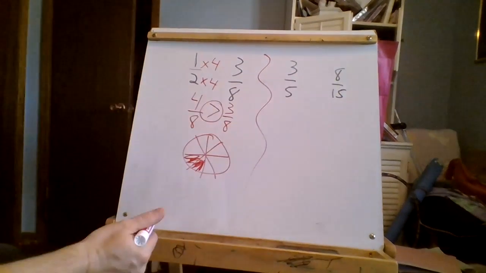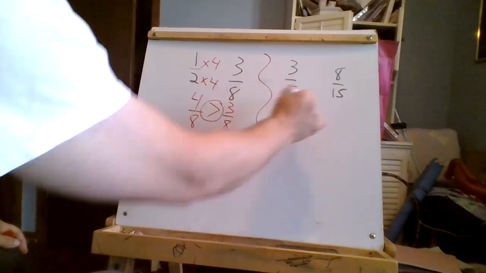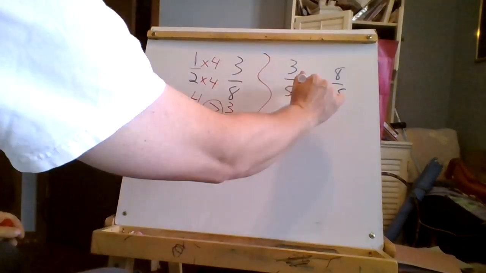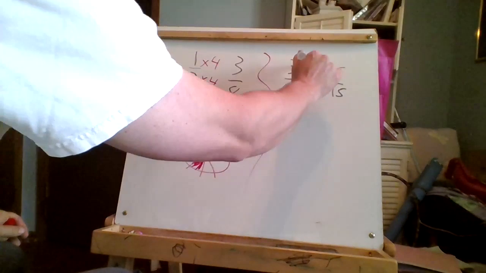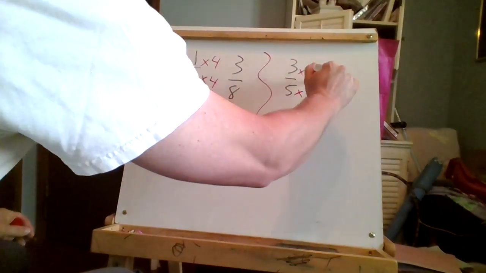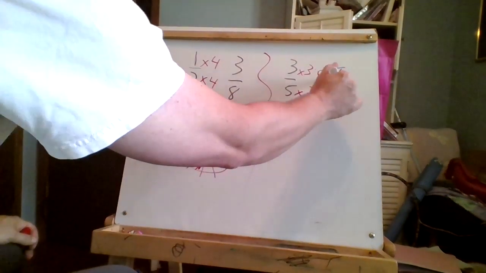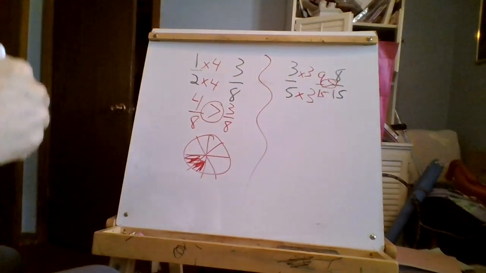3/5 and 8/15, so we're trying to get a common denominator. If we counted by 5s, we'd eventually get to 15. 5 times what? 5 times 3 is 15. And 3 times 3 is 9. So we'd be comparing 9/15 to 8/15. And 9/15 is bigger, so that's going to be greater than as well.